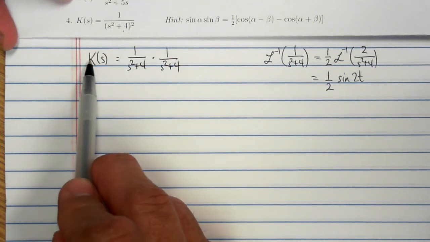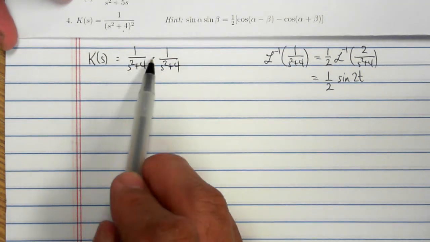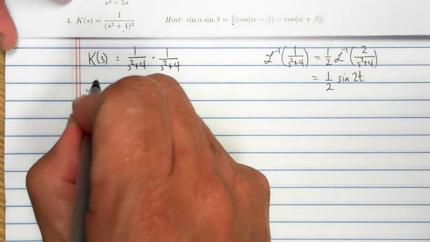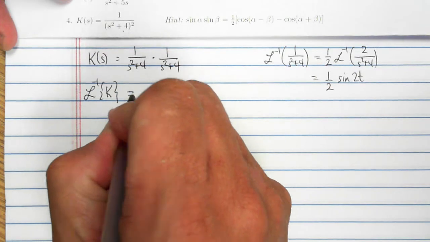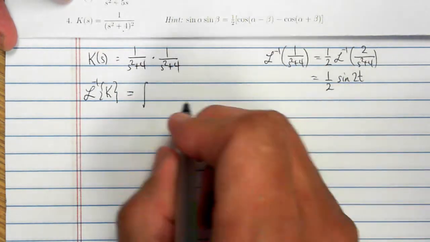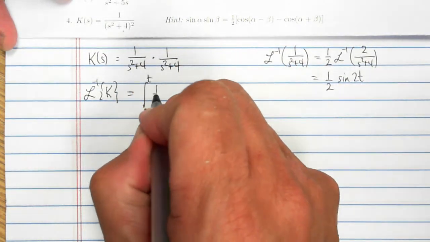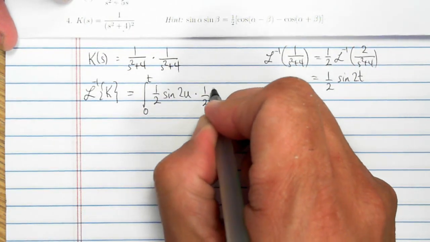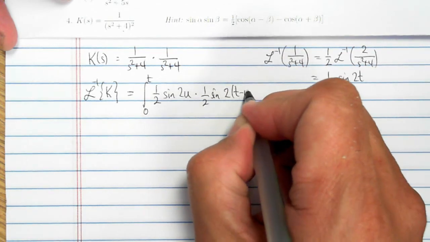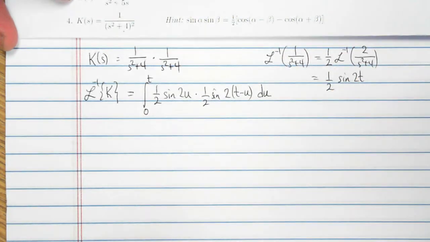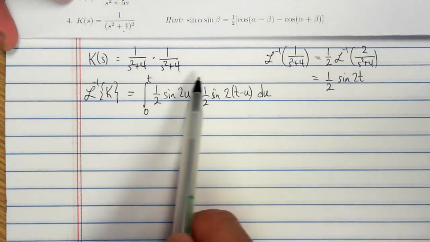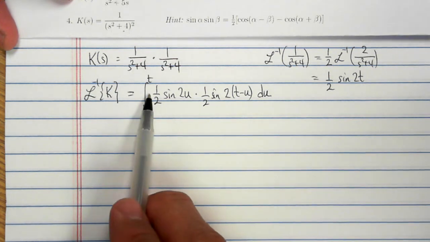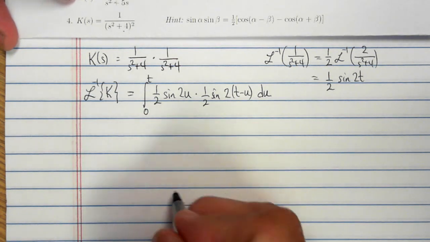So this Laplace transform is the product of two things, and I know how to find the inverse transform of this, and I know how to find the inverse transform of this. Therefore, the inverse Laplace transform of k is going to be the convolution of these two functions, integral from 0 to t, 1/2 sine of 2u times 1/2 sine of 2 times (t minus u) du. And so I have this function twice, and I take the convolution of itself. And so then I have to figure out how to get this integral.